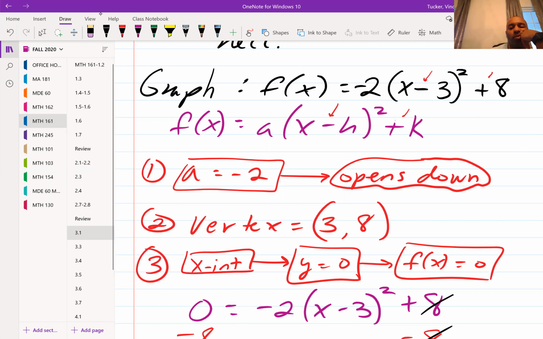Questions on 1 and 2? So how do we know when it opens down? If a, the number right here, is negative. If it's positive, then it opens up.